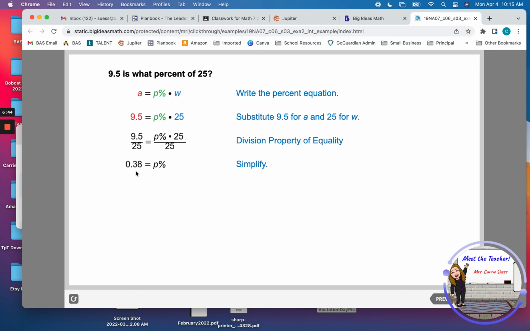Okay, now this is a decimal. How do I make it a percent? You move the decimal two places to the right. To the right. Very good. So 38% is your answer. I need to write this. You do need to write this.